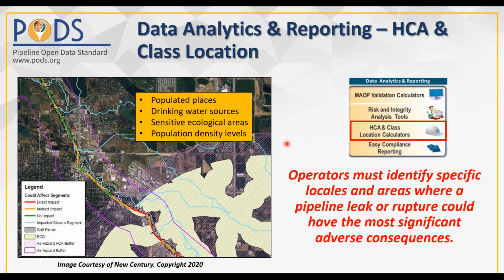Operators use a graded method of class locations to identify areas of population density where increased levels of safety precautions may be needed. So as you can see in the graphic here, some of the areas that would be considered high consequence areas are populated places, areas where there are drinking water sources, if there are any sensitive ecological areas, and certainly areas where there are very dense populations. All of these require increased safety and risk management activities.